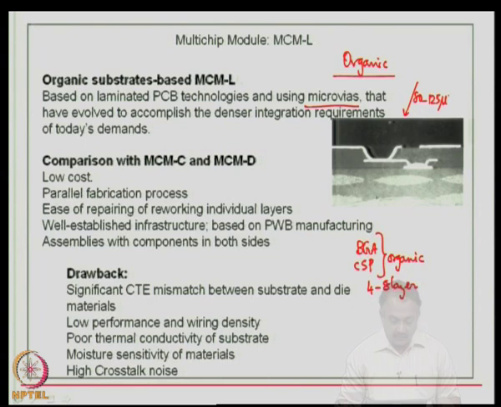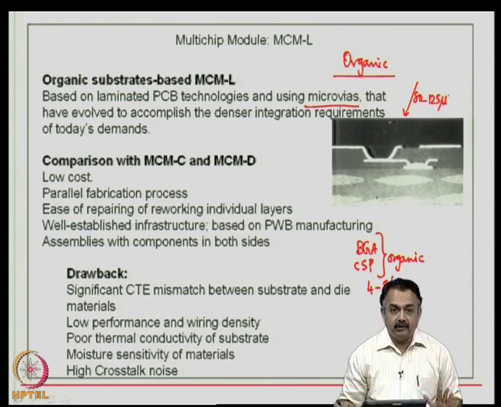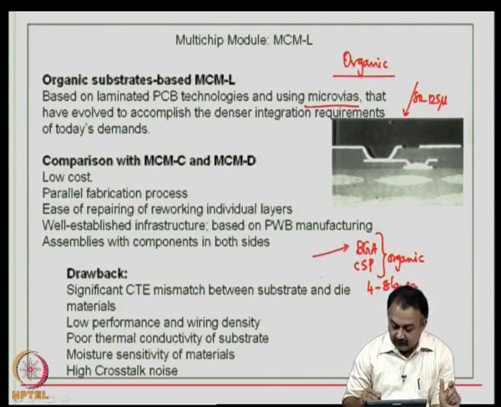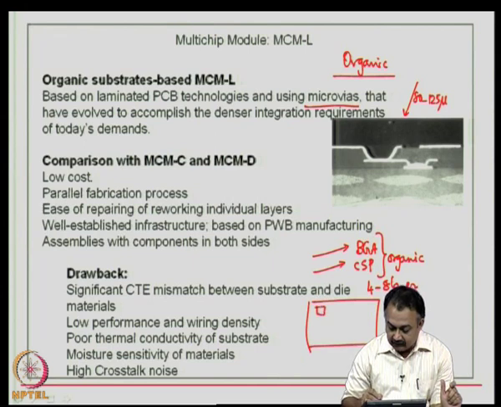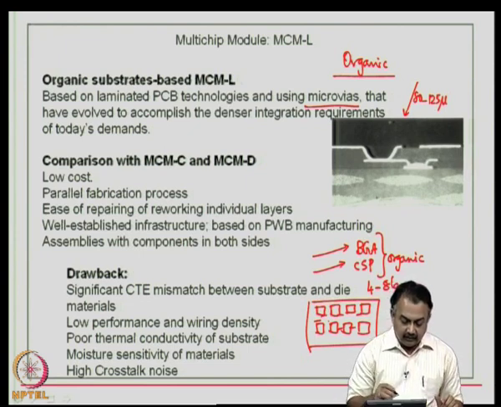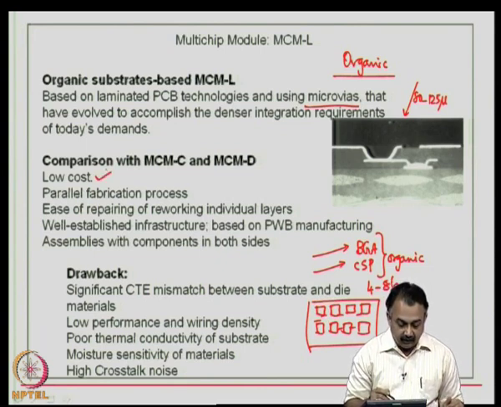So, one of the essential requirements is that you have to build these MCM-L substrates using PCB technologies and you have to achieve higher integration that can comply with current demand. So, MCM-L will be typically used for manufacturing BGA components, CSP components, but at the same time you can imagine an organic substrate in which various dies are placed on the organic substrate and then they are interconnected and these interconnects pass through various layers. Okay. So, MCM-C and D are much more expensive processes. So, MCM-L is supposed to be low cost because it follows organic processing and PWB processing.